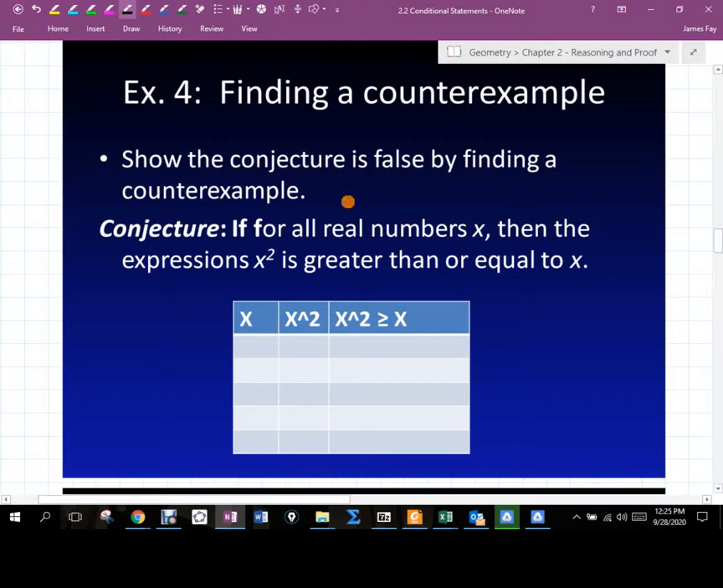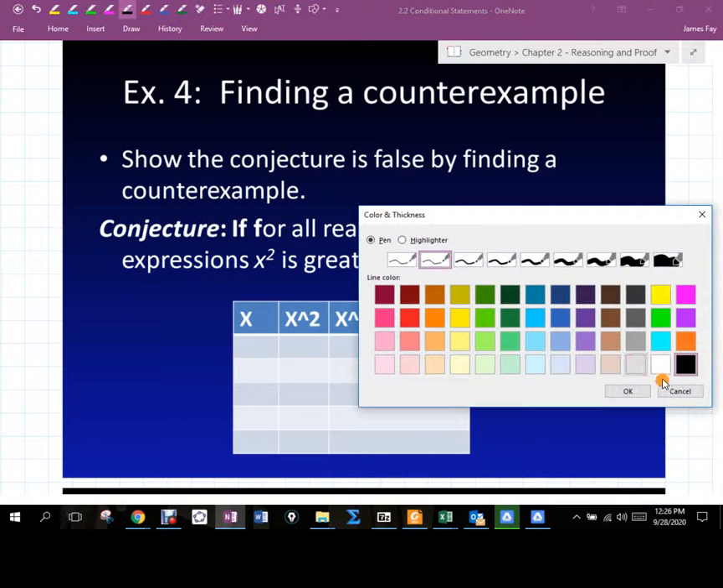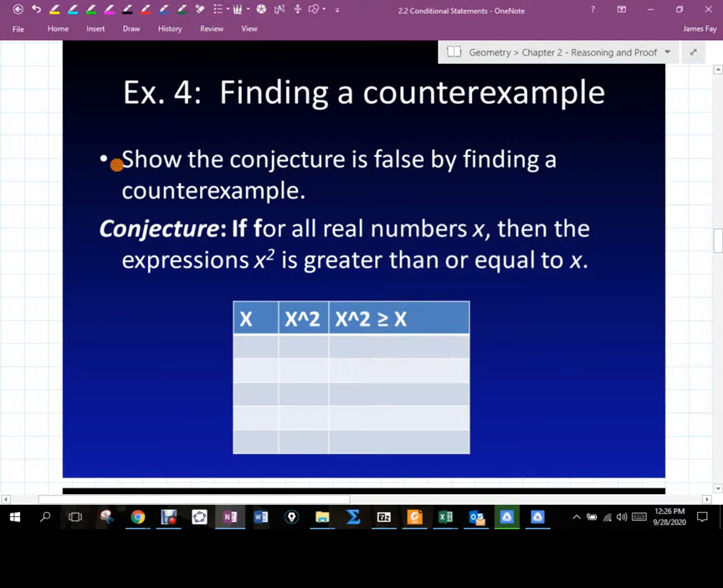So I've got a conditional statement here. It says if x is any real number, then the expression x squared is greater than or equal to x. So it's a mathematical question where we're trying to determine: is this a fact? Because if it's written as an if-then statement in the notes of a textbook, it's assumed to be a fact. Does that make sense? We're trying to say, would this ever be written as a fact inside a math textbook?